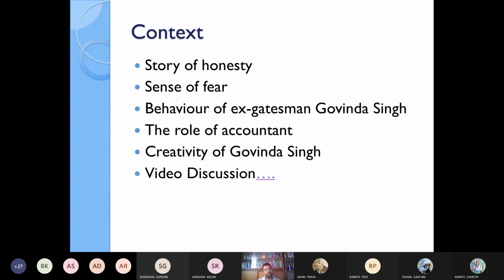So, if I talk about the context, we discuss the story of honesty. This story is a story of honesty. This is what we need to focus on. This story basically focuses on the honesty of Govinda Singh. So we need to think very carefully about how this story relates his honesty during the entire story as well. Yes, he also has a sense of fear. We can also find that he has a sense of fear.